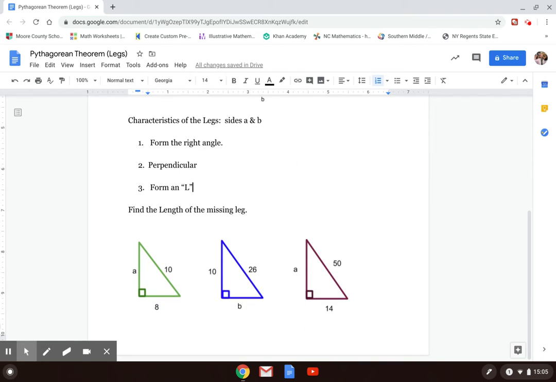So what we want to do today is use the Pythagorean theorem to find the length of the missing leg. All right, so here we go. Go ahead and get your paper and pencil ready, and make sure that you turn all this in today with your assignment, and we're going to start learning how to find the length of a missing leg.